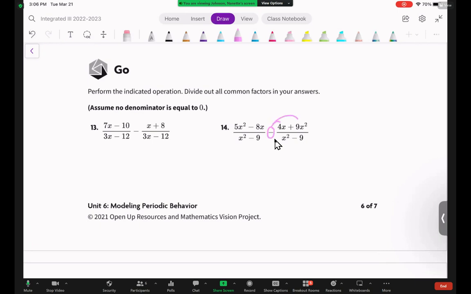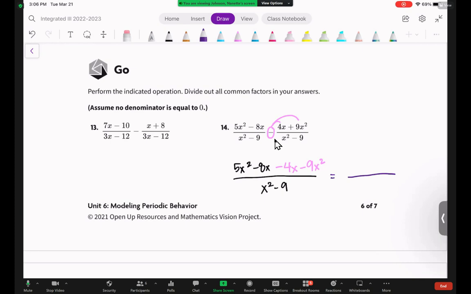So I'm going to distribute out first and then I'm going to deal with the rest of it. My denominator is going to look exactly the same, x squared minus 9. And then my numerator is going to be the same on the left-hand side. And then I'm going to distribute out that negative on the right-hand side. Okay, so now all I'm going to do is just simplify and then I'm done.